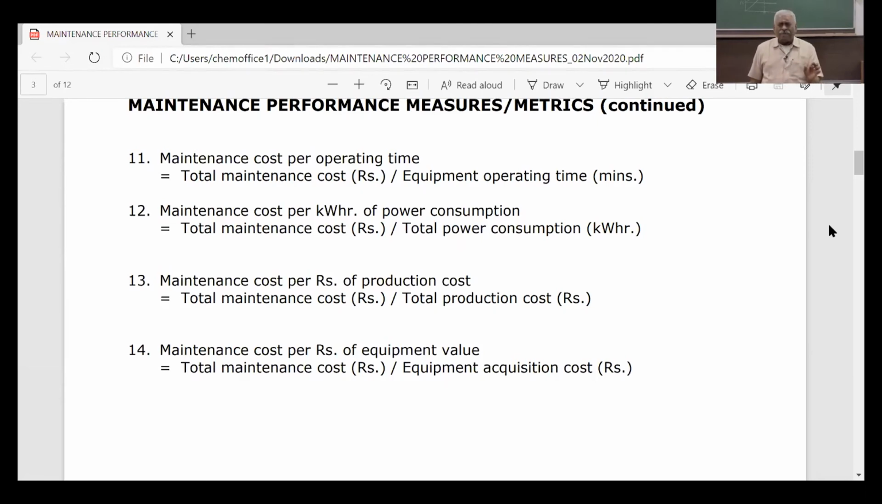So on an equipment basis, you can judge the total maintenance cost per operating time. So this is to tell you equipment wise how effective the maintenance is. Is this clear?